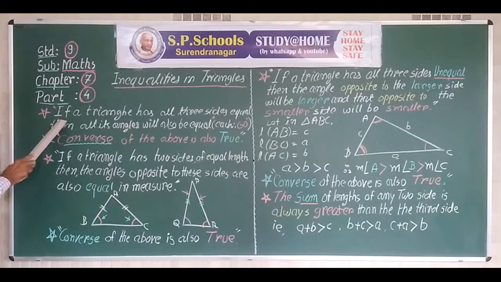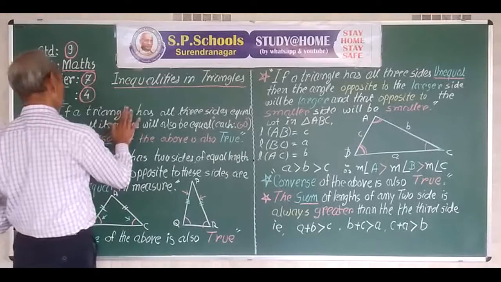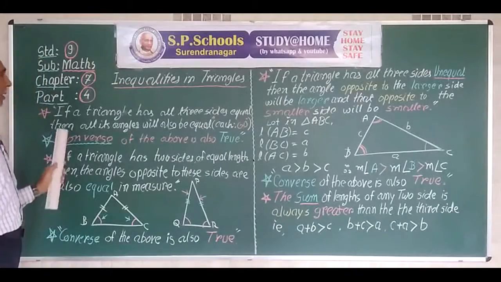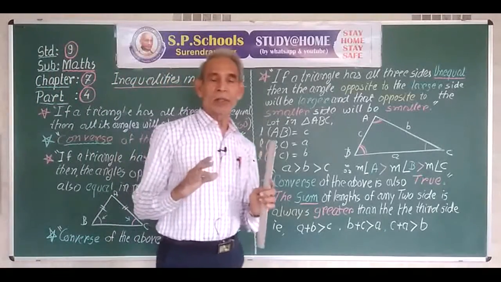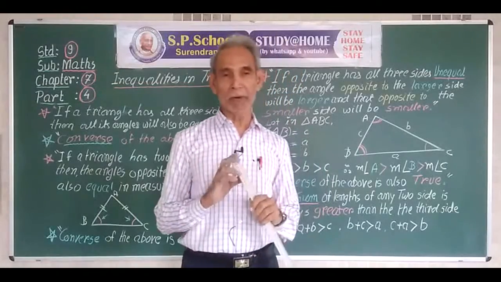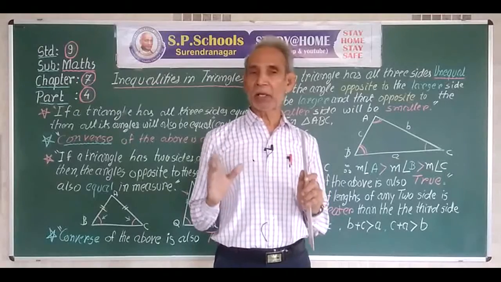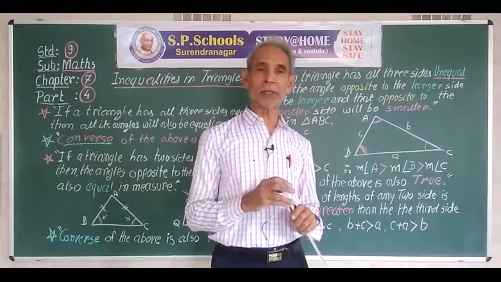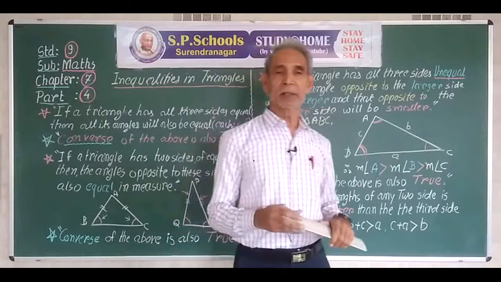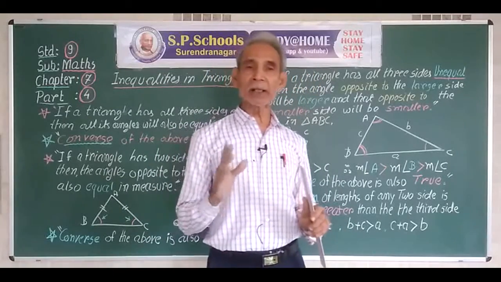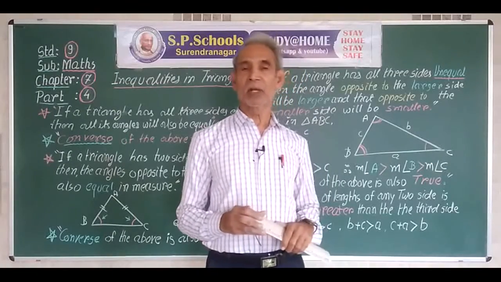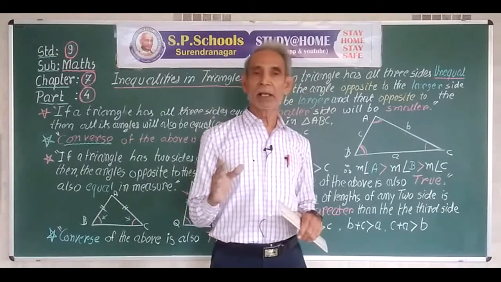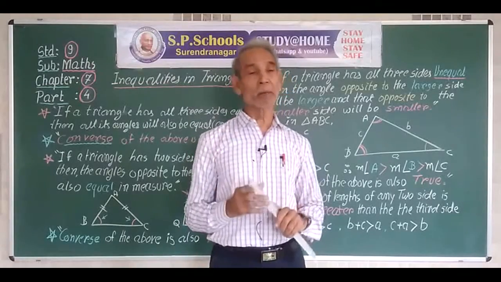First thing, if a triangle has all three sides equal in length, one thing should be marked well forever: whenever we compare geometrical facts like lines, angles, triangles, quadrilaterals, circle, square, these figures are the sets of points, and these figures are union of infinite number of points.